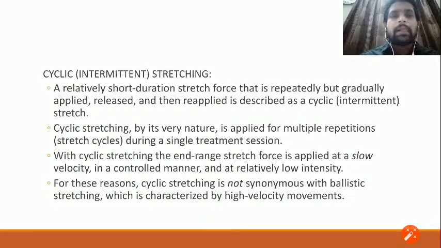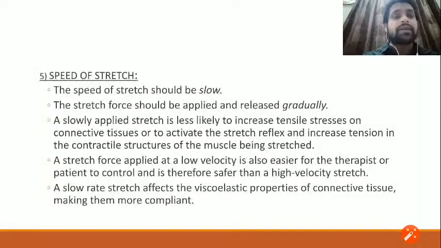Cyclic stretching or intermittent stretching. A relatively short duration stretch force that is repeatedly but gradually applied, released and then reapplied is described as a cyclic or intermittent stretch. Cyclic stretching by its very nature is applied for multiple repetitions during a single treatment session. With cyclic stretching, the end range stretch force is applied at a slow velocity in a controlled manner and at relatively low intensity, and for this reason cyclic stretching is not synonymous with ballistic stretching, which is characterized by high velocity movements.